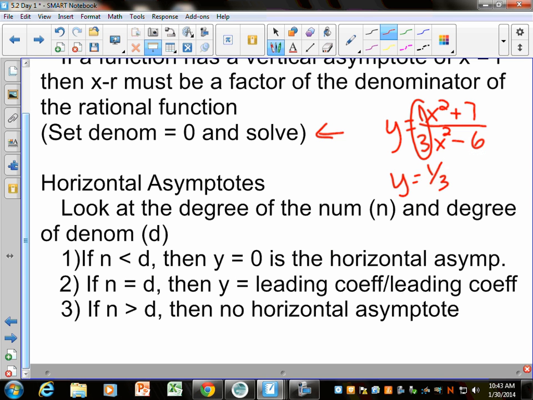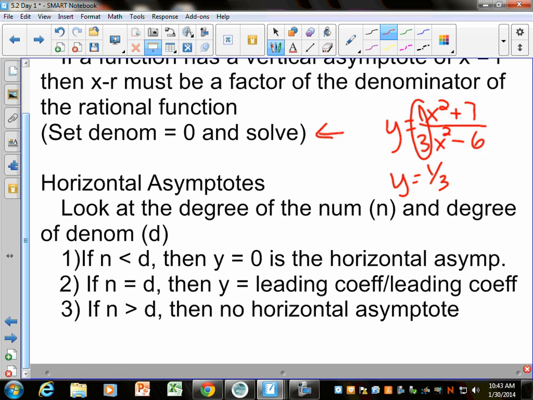So part of your homework today is domain, and the other part is writing all the asymptotes. So this is vertical and horizontal, but there's one other type of asymptote. If there's no horizontal asymptote, if the numerator is bigger than the denominator, then we could have a slant asymptote, or your book calls it an oblique asymptote.